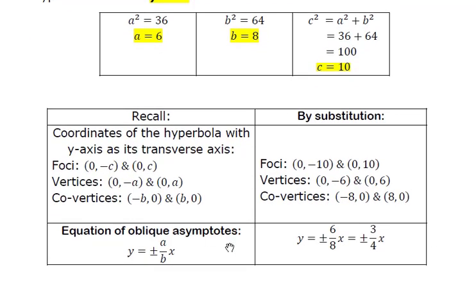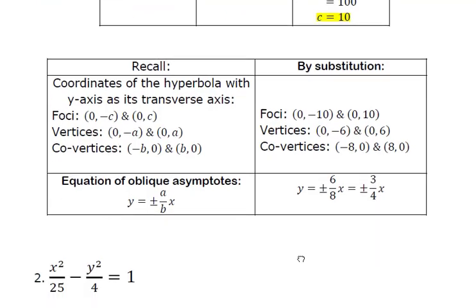For the equations of the oblique asymptotes, the y-axis is the transverse axis, so we have y equals plus or minus a over b x. Plugging in the values, our a is 6 and b is 8, so we have plus or minus 6 over 8 x, or reducing 6/8, that becomes 3/4. So we have two equations of the asymptotes: y equals 3/4 x, and the other one is y equals negative 3/4 x.